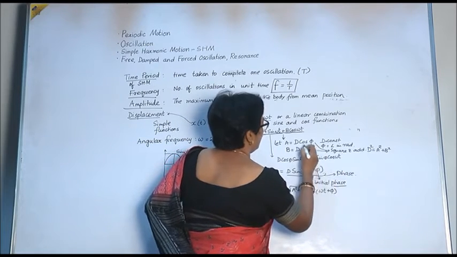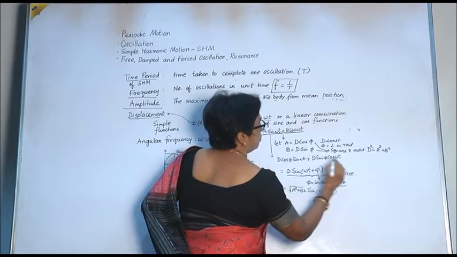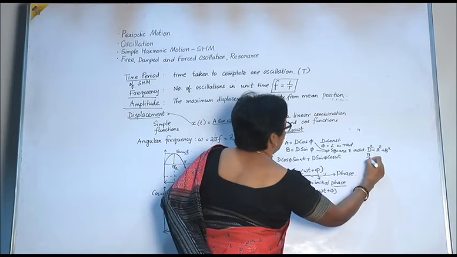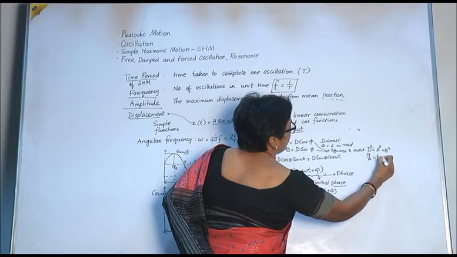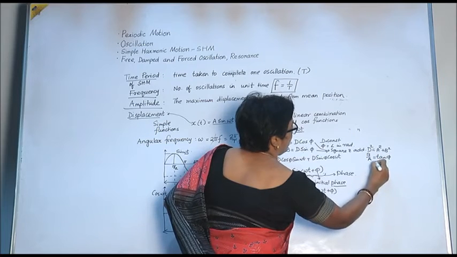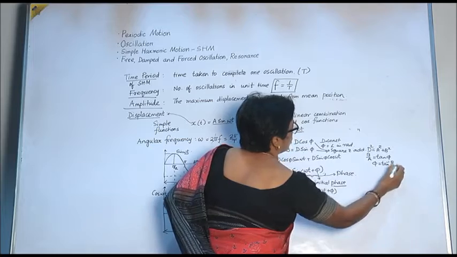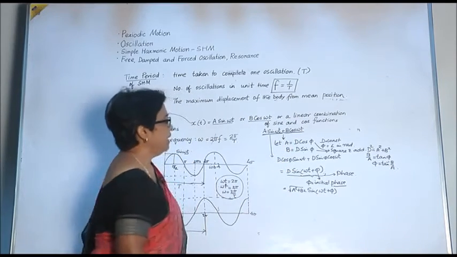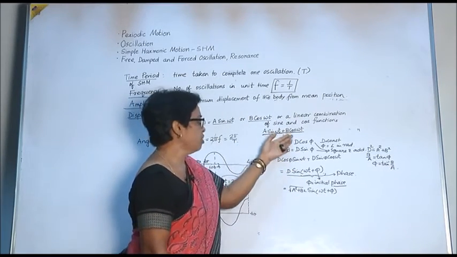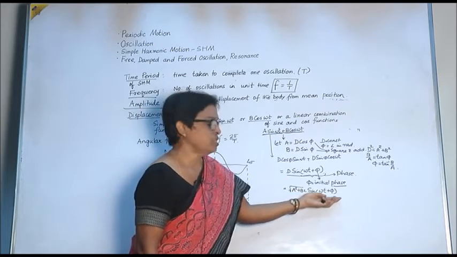What is phi? Divide this, b by a. So b by a is equal to tan phi. So my phi is tan inverse b by a. So any linear combination of sine and cos can be written as this function.